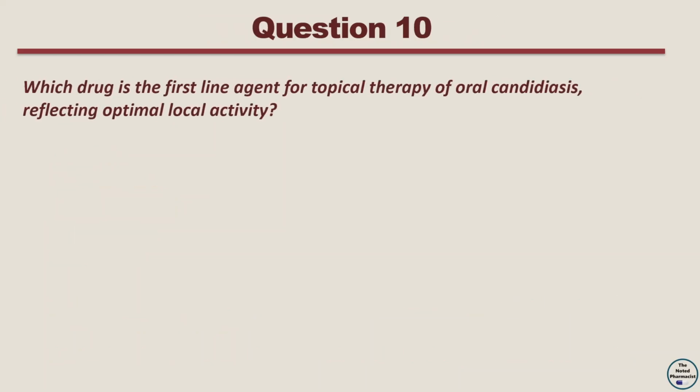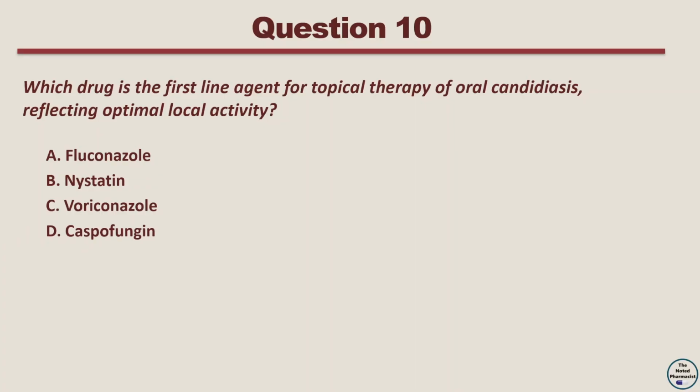Question 10. Which drug is the first-line agent for topical therapy of oral candidiasis, reflecting optimal local activity? Option A, fluconazole. Option B, nystatin. Option C, voriconazole. Option D, caspofungin. Option E, itraconazole.